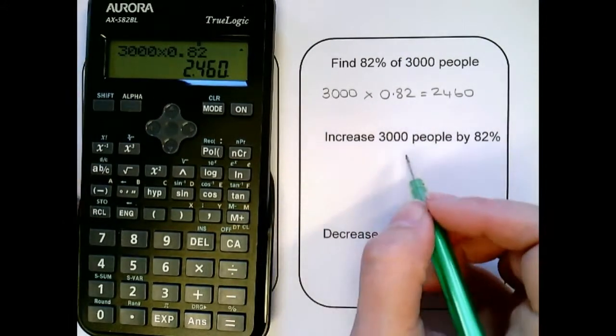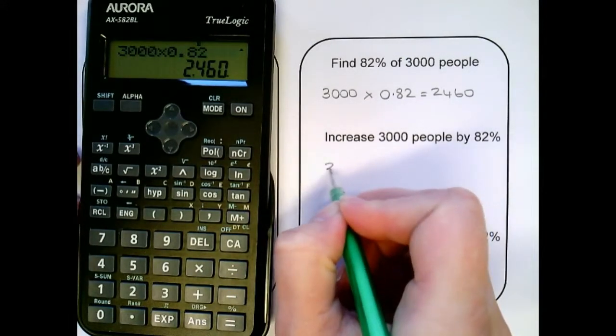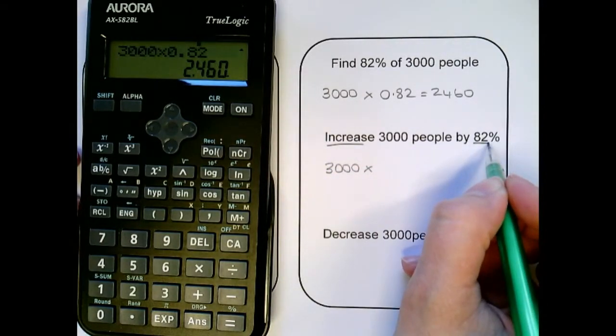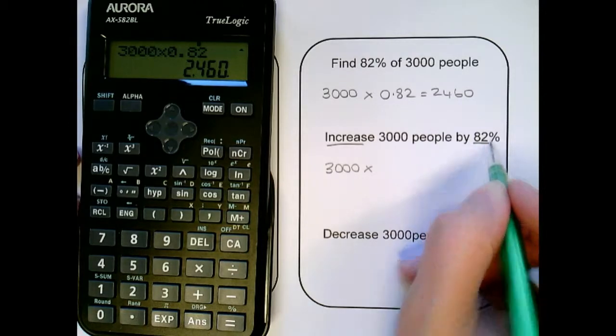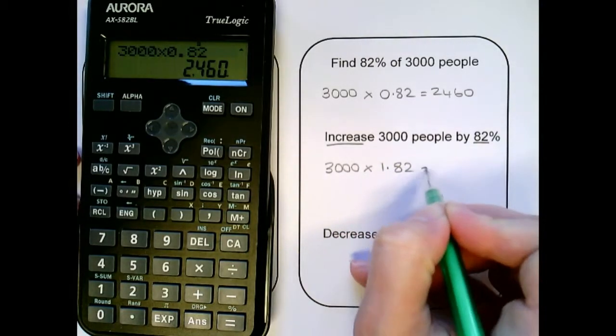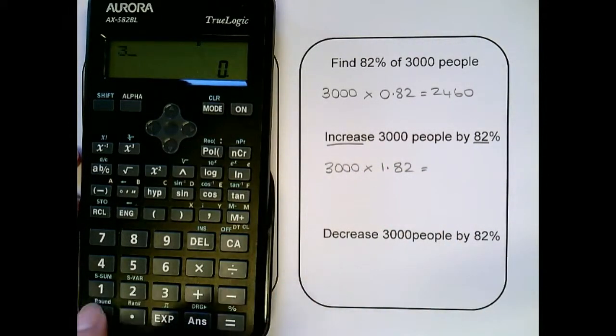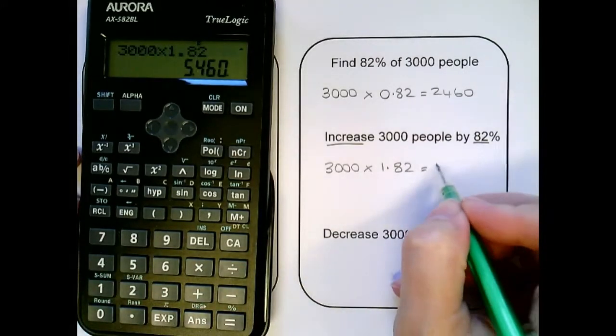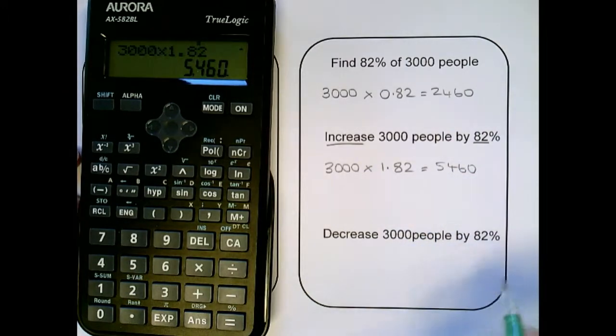Then increase 3,000 people by 82%. So start with the 3,000 again. Increase by 82. You do 100 plus 82 is 182, and that would be 1.82 as a decimal multiplier. So 3,000 times by 1.82 gets you 5,460.